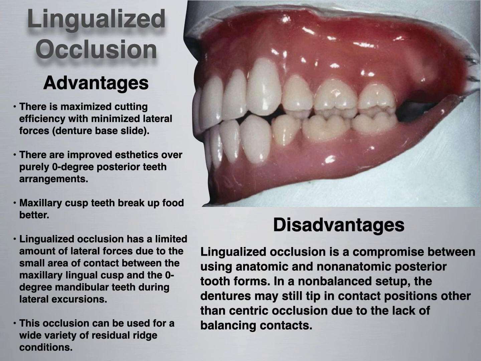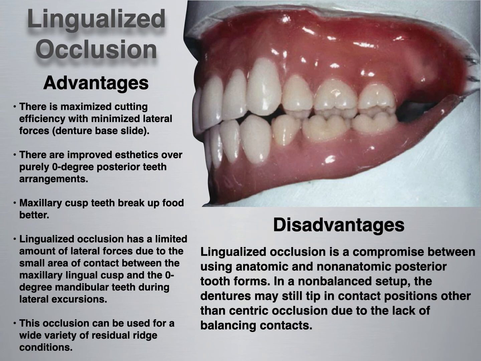There's maximized cutting efficiency with minimal lateral forces. Once again, your posterior teeth on the mandible are monoplane. There are no cusp tips, which means that the maxillary cusp tips can glide on that flat plane without causing lateral forces to displace the denture. There are improved aesthetics over purely 0-degree posterior teeth, because at least from a smile line perspective on the maxillary, when someone smiles, they have cusped teeth in the posterior. Maxillary cusped teeth break up the food better.